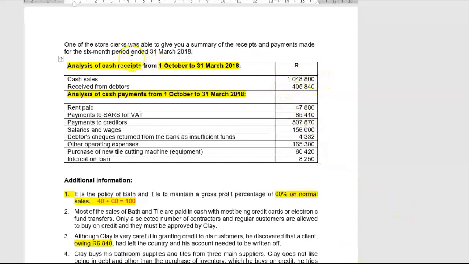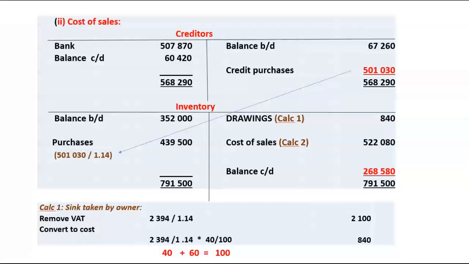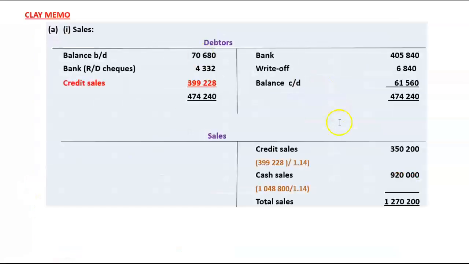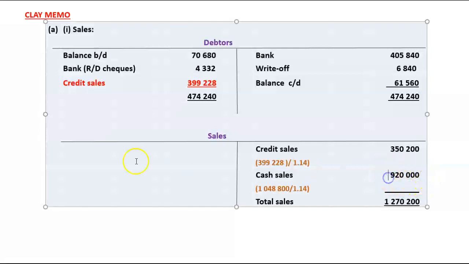Okay, now let's post cash sales, because cash sales obviously is going to form the biggest component of our sales amount, which we need for our gross profit section of the income statement. So cash sales, I would have debited bank and credited my sales account. But I would have credited my sales account with what? The VAT exclusive amount of sales. Yes. So cash sales, 104,800 divided by 1.14, that gives us 920,000.